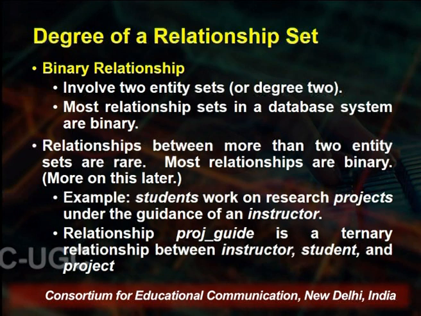Now, earlier I also mentioned a term, the degree of the relationship set. How many entities are involved in a particular relationship defines the degree of the relationship. For example, when we talk about a student and instructor, that involves two entity sets. So, here the degree is 2, or we can say the relationship is binary. Wherever the degree is 2, we say the relationship is binary, and most of the relationships in database systems are binary.